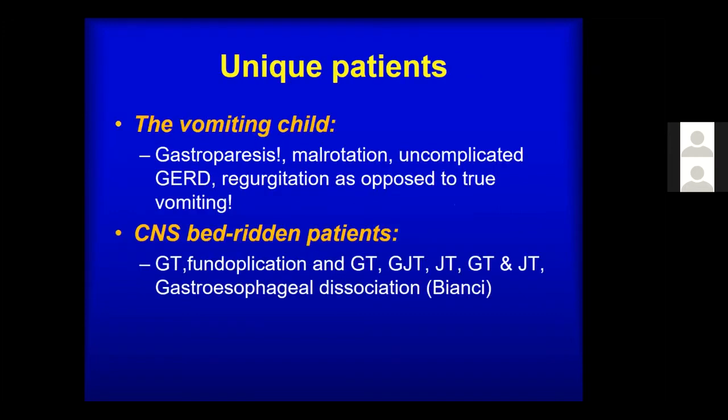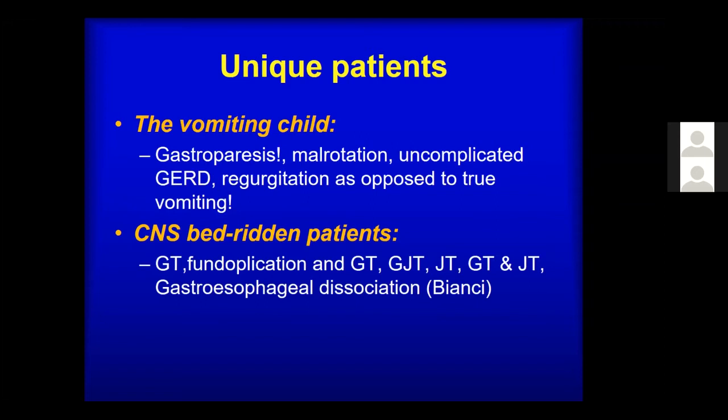Now, there are some unique patients, like the vomiting child. This is a patient who comes to your clinic with vomiting, but he is well. He has no issues. He doesn't have any weight loss. He doesn't have any respiratory symptoms. But the family are complaining, and they go to the medical team and they give him some Zantac or some omeprazole. Oh, he's still vomiting. You really have to look for something else.